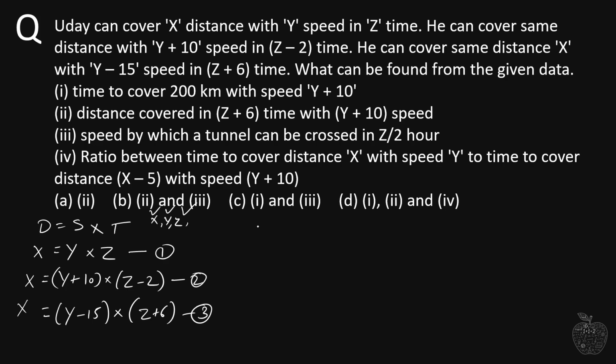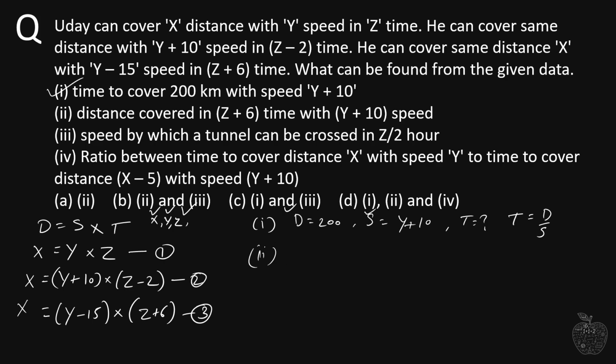Okay, so let's first talk about the first point here. Time to cover 200 km with speed y plus 10. So distance is given to us, which is 200. Speed is given to us, which is y plus 10, and we have to calculate time. Speed can be calculated because we know y, and time can be calculated with the formula time equals distance upon speed. So we get the value of t. So here point 1 can be calculated.